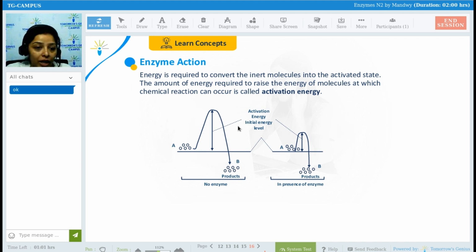Next is enzyme action. So before we move to the enzyme action, let's take a small break and then we will continue. Let's meet after 5 minutes, okay. Chalo.